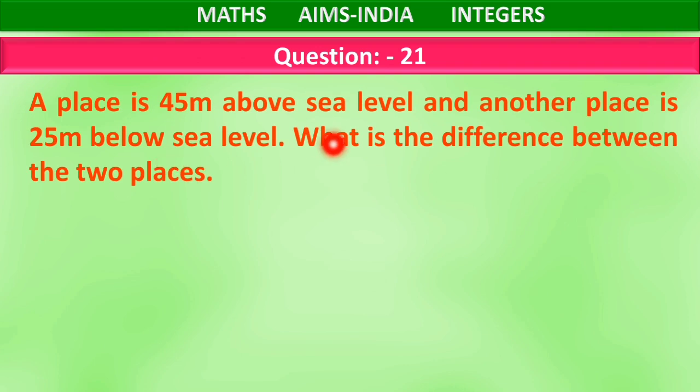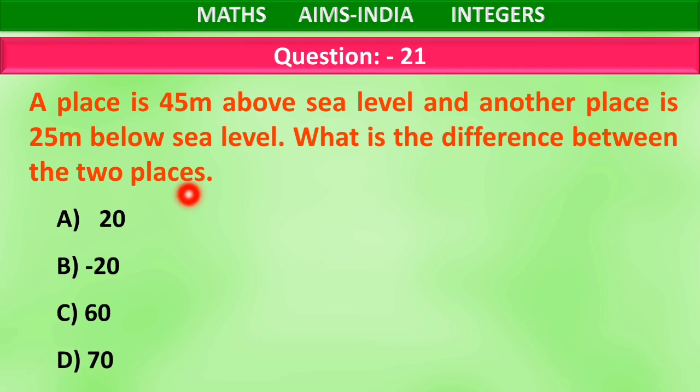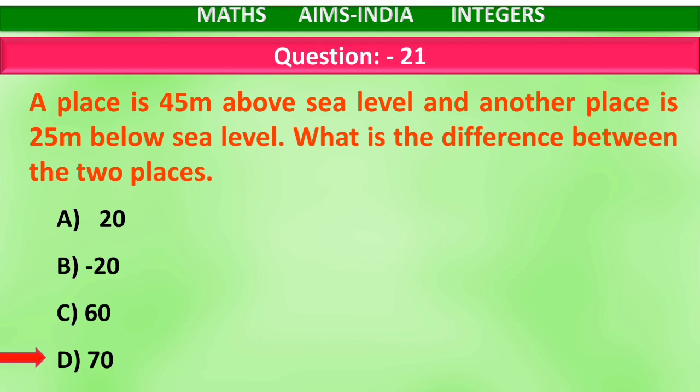Next is question number 21. A place is 45 meters above sea level and another place is 25 meters below sea level. What is the difference between the two places? Option A 20, option B minus 20, option C 60, option D 70. What is the correct answer, class? Read the question carefully. One place is 45 meters above sea level, the other is 25 meters below sea level. The correct answer is option D, 70.